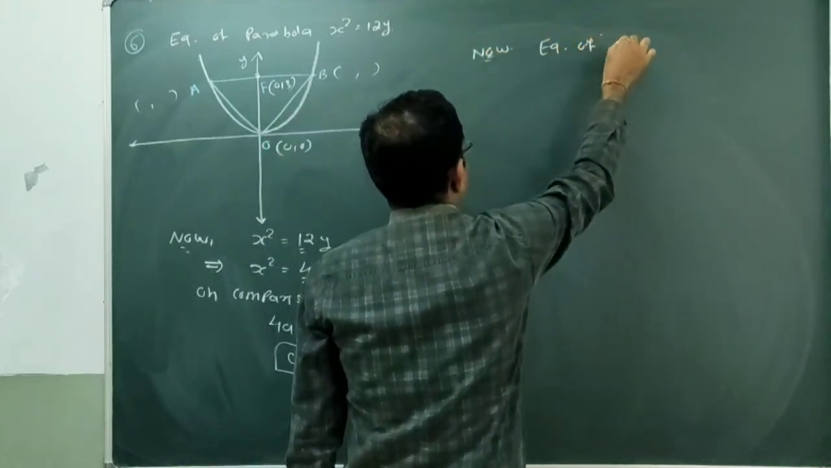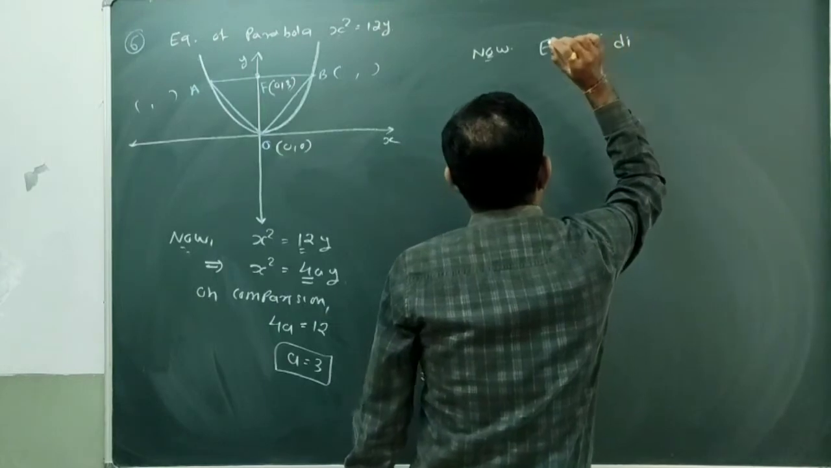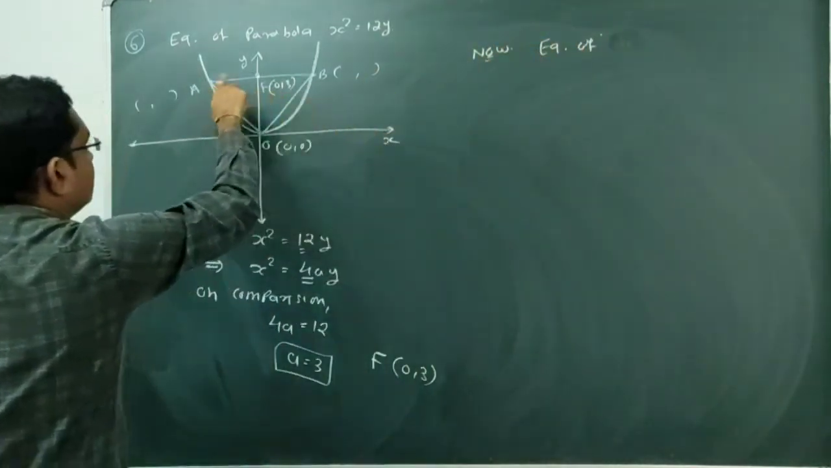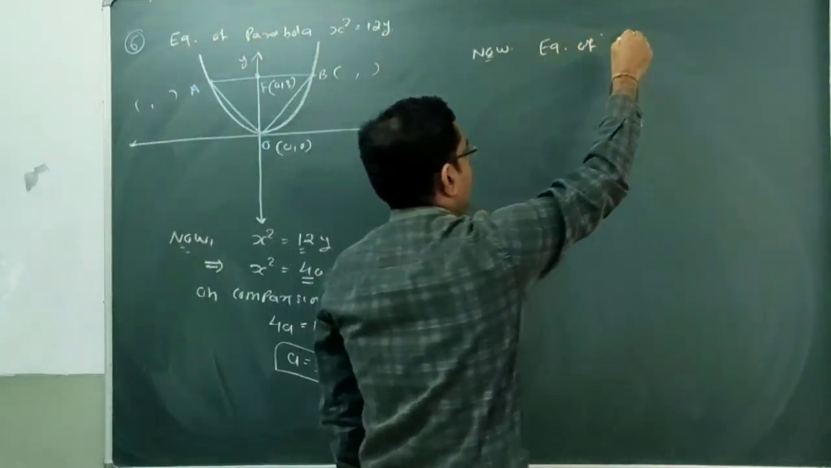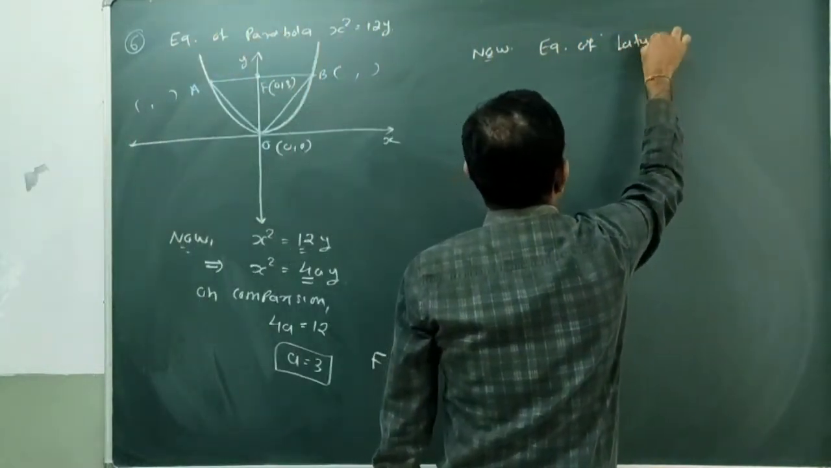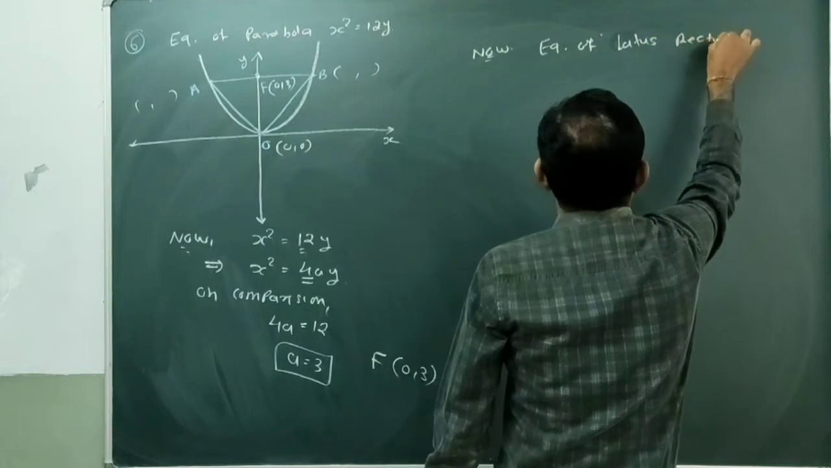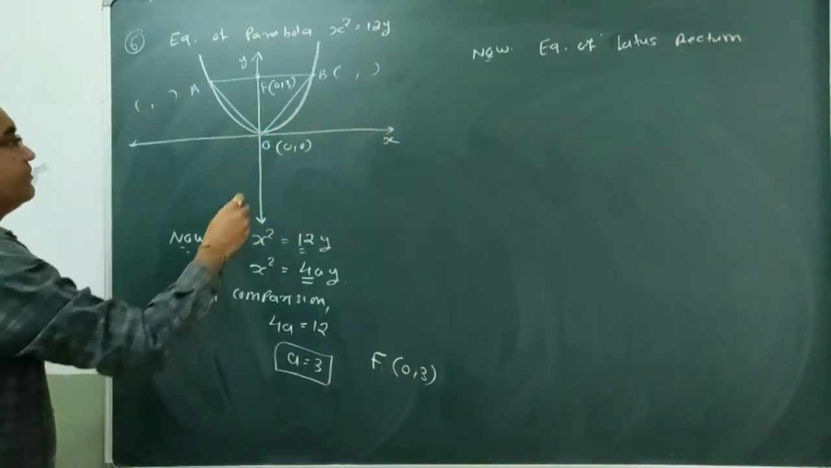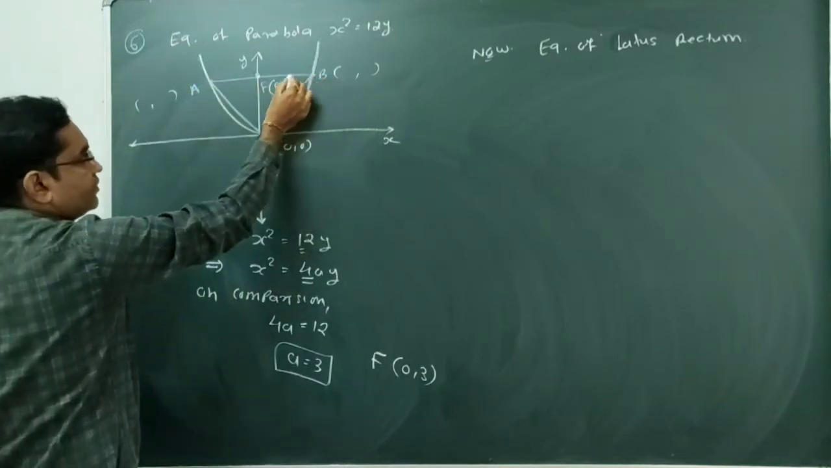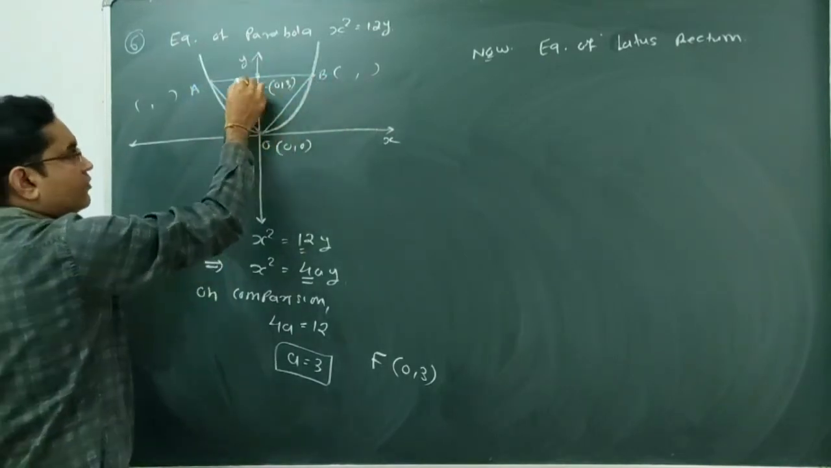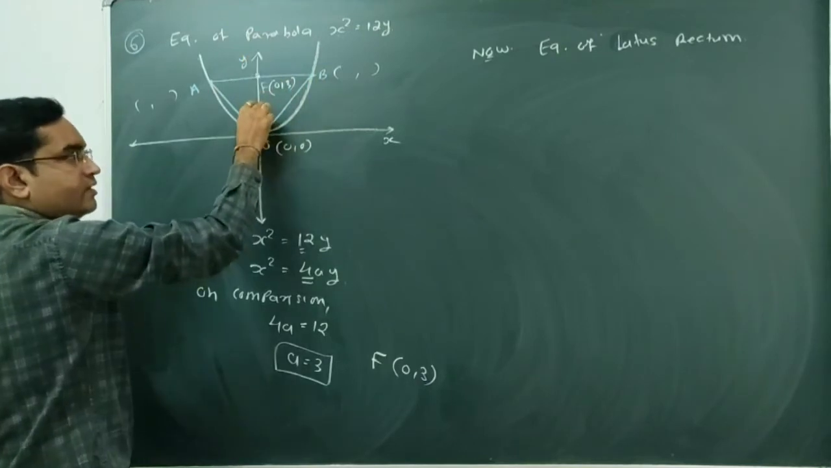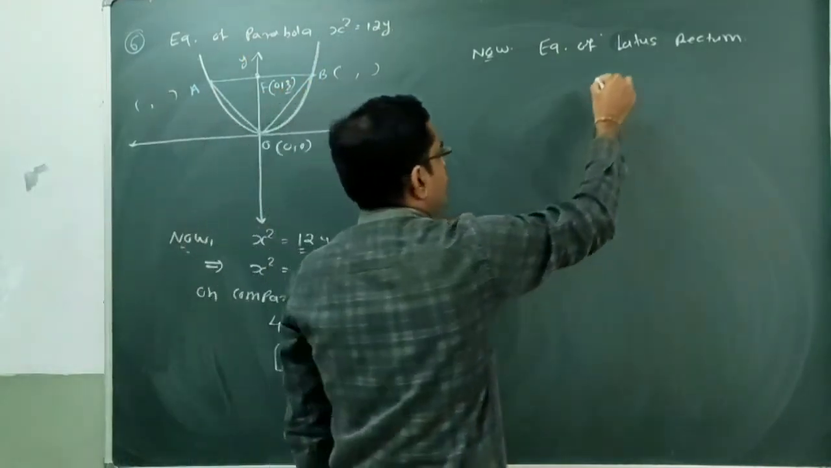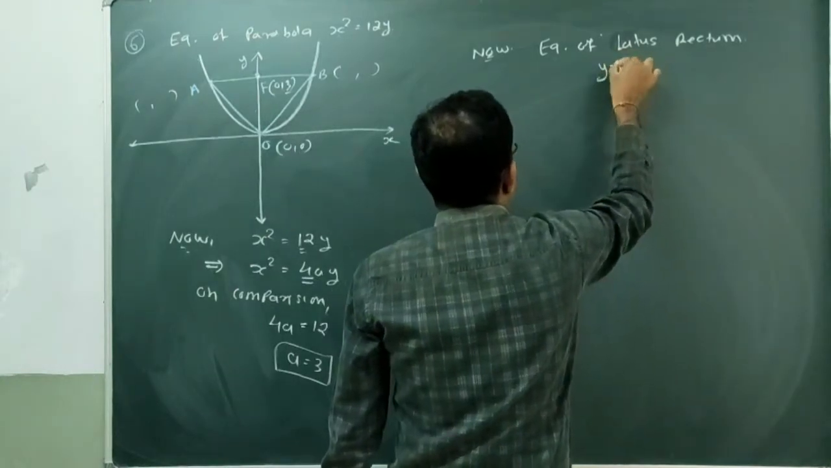Now, the equation of directrix we can't say; it is the equation of the line along which our latus rectum passes. So what is the equation of the latus rectum? This is the latus rectum, which is perpendicular to the y-axis. So this is one line perpendicular to the y-axis at the point where y equal to 3. So the equation of the latus rectum will be y equal to 3.